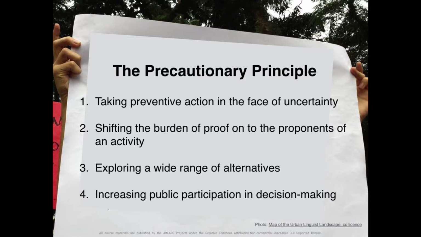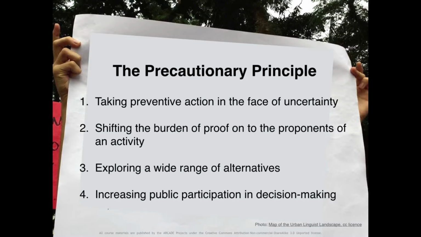First, to take preventative action in the face of uncertainty, rather than waiting for something to go wrong and then trying to amend it. Second, to shift the burden of proof onto the proponents of an activity. In practice, this often happens the other way, so that people who resist an activity are left trying to prove that it is problematic, rather than those who are implementing the activity proving that it is not problematic. The third component of the precautionary principle is to explore a wide range of alternatives. And lastly, it involves increasing public participation in decision-making.